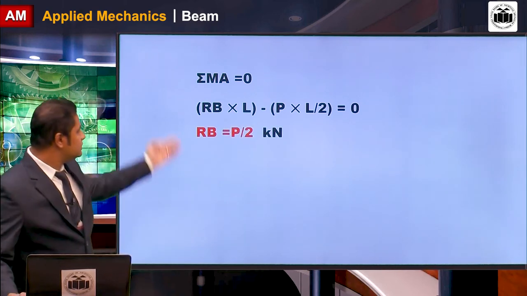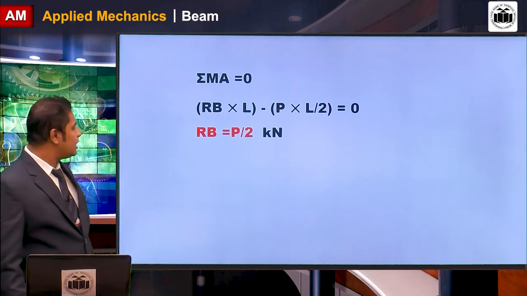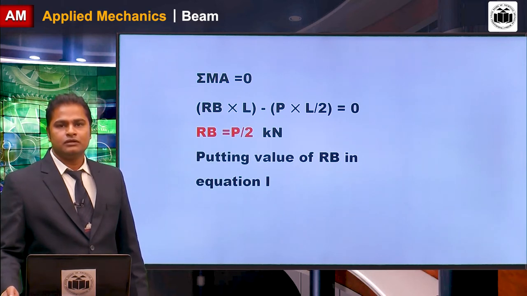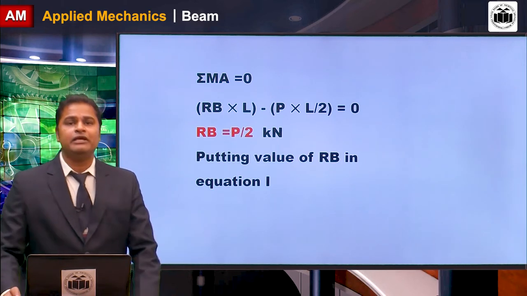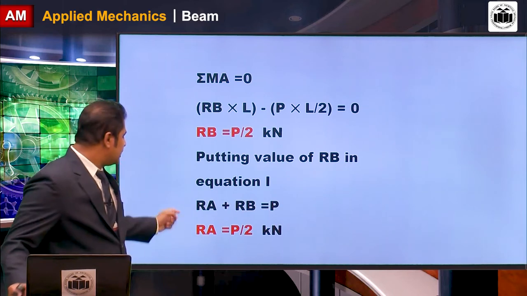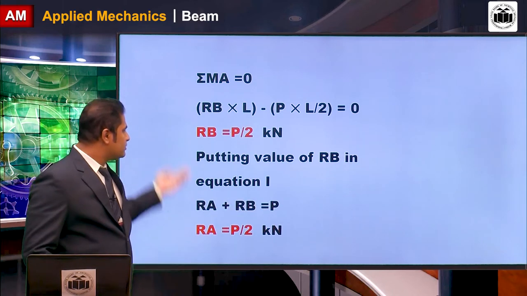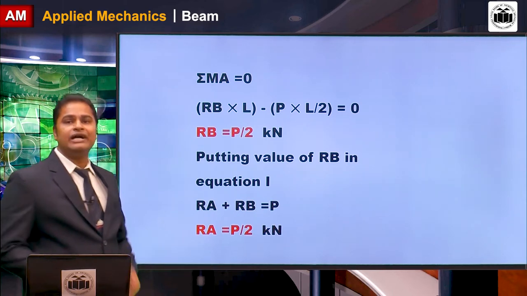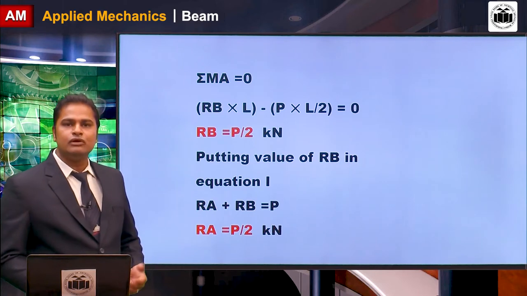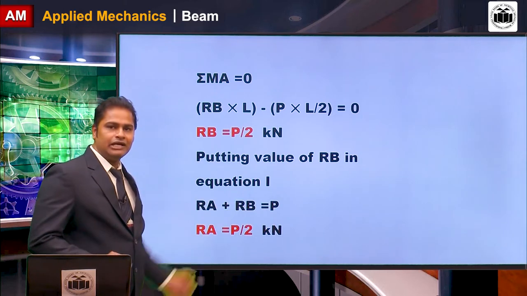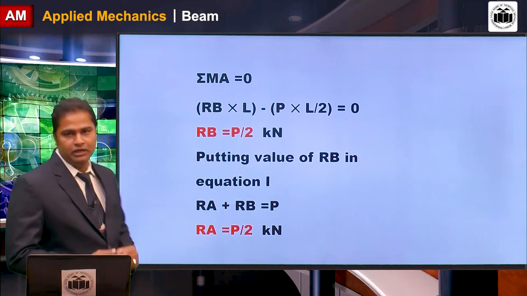By solving this step, we easily get RB equal to P by 2. Putting the value of RB in equation 1, we get the value of RA. RA plus RB is P, and RB is P by 2, so RA is also P by 2, because P by 2 plus P by 2 equals a single P. This satisfies the condition that RA plus RB equals P.